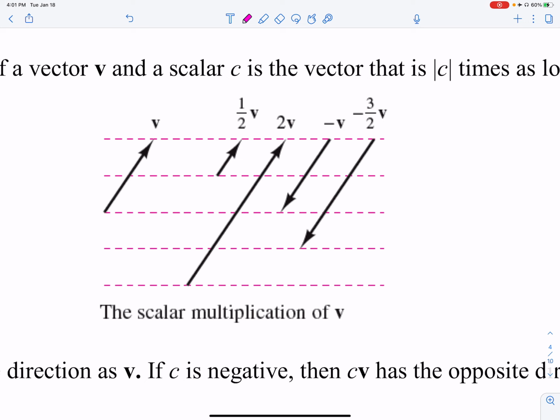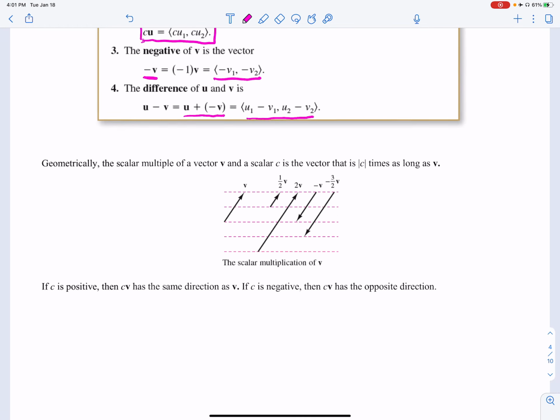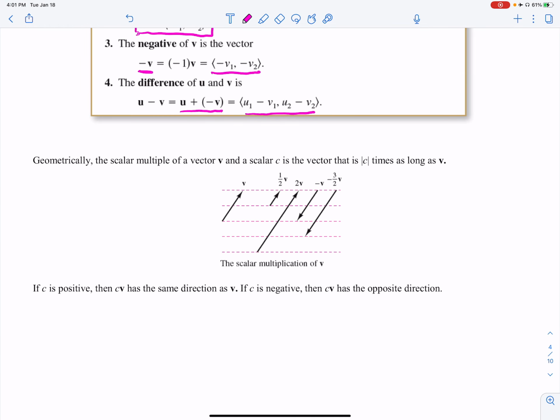1/2 v cuts the distance in half. 2v doubles the distance. Negative v shoots v the other way. So negative changes the direction by 180 degrees. Negative 3/2 v definitely shoots it the other way because it's negative. And then notice 3/2 of 1 is 1.5. Right, so that's why we went 3 spaces there. If c is positive, then cv has the same direction as v. If c is negative, then cv has the opposite direction. So just know that a negative vector is the same length, just in the opposite direction.